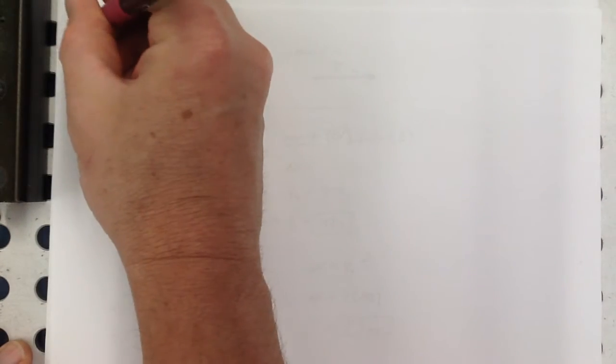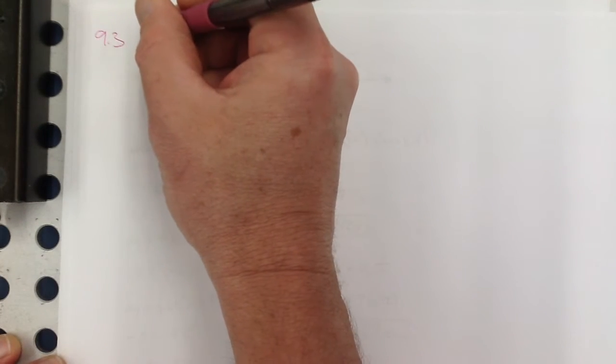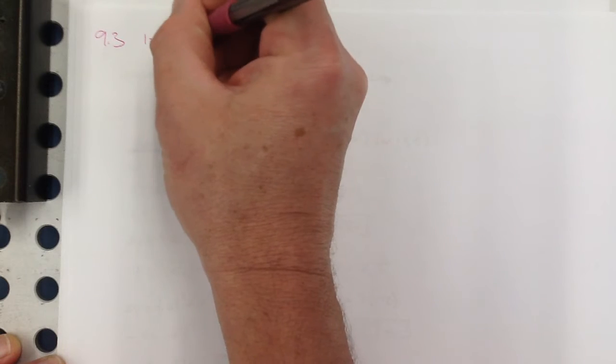Okay, I'm going to do here with this pinkish purplish pen 9.3, 1 through 6. This is some modeling with differential equations.